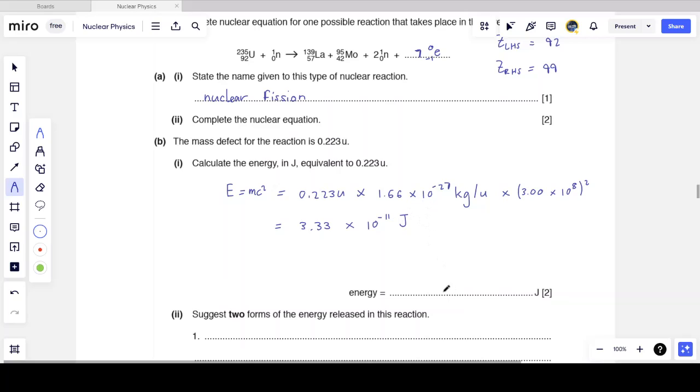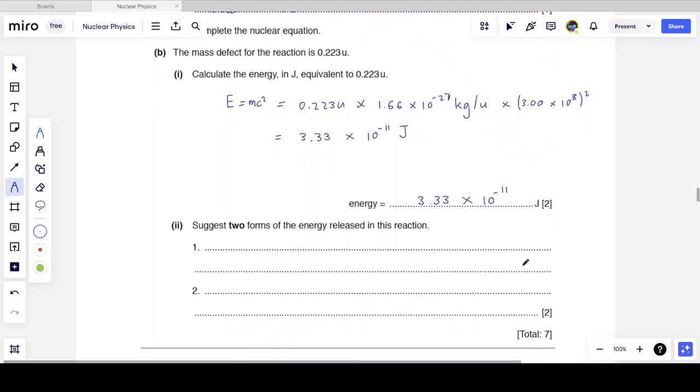So what this means is the amount of energy released in this interaction is not a lot, actually. It's 3.33 times 10 to the minus 11 joules. When I say not a lot, I mean this is for a single one of these reactions. But we remember, we never ever have one of these reactions happening in isolation. We have billions or trillions of them happening, which is why the energy ramps up very quickly.